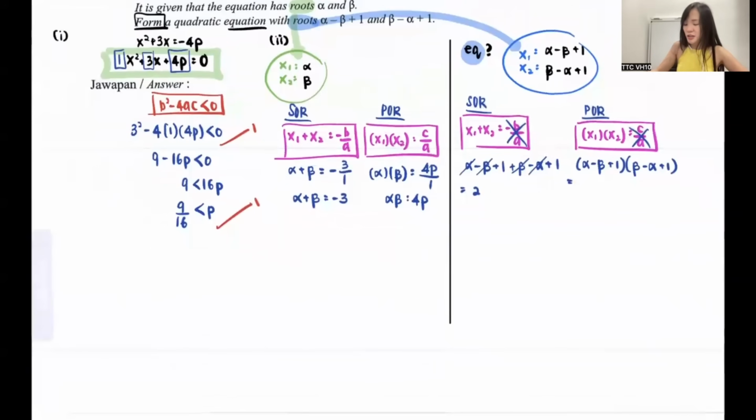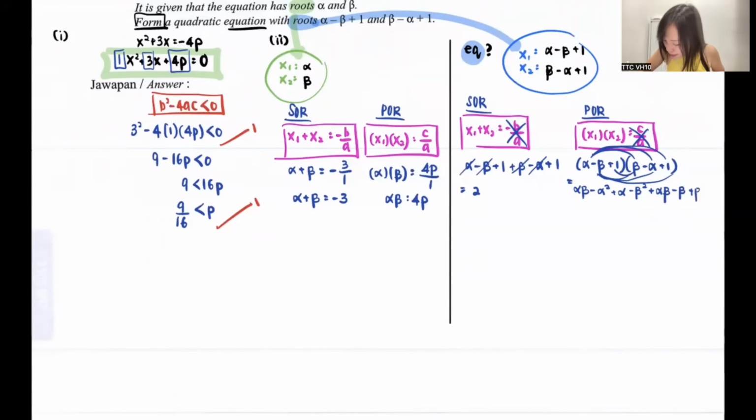So now, let's do this. How to expand this? Actually, it's the usual step, just a bit longer. So alpha times beta, alpha beta. Alpha times negative alpha, negative alpha square. Alpha times 1, alpha. Next one, negative beta times beta, negative beta square. Negative beta times negative alpha, positive, because negative negative is positive, alpha beta. Negative beta times 1, negative beta. Continue, my dear. 1 times beta, beta. 1 times negative alpha, negative alpha. 1 times 1, 1. This is what you will get when you expand it slowly.